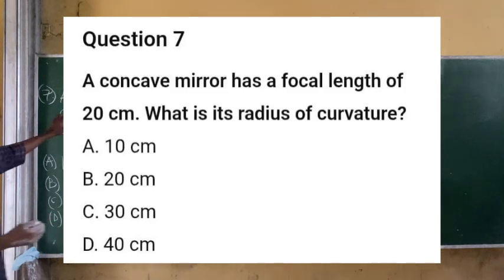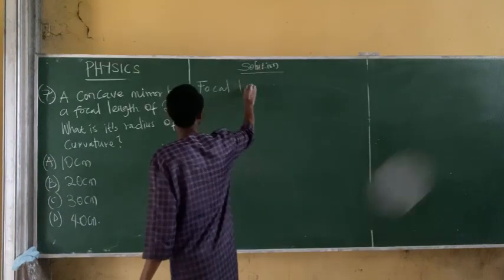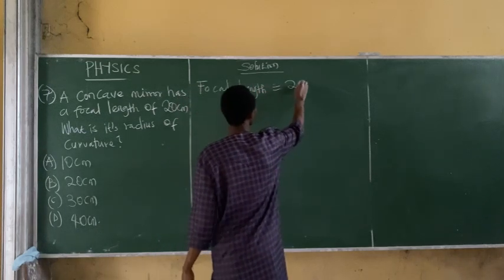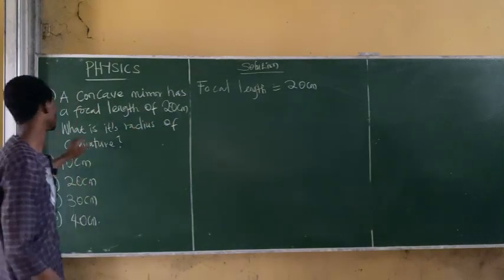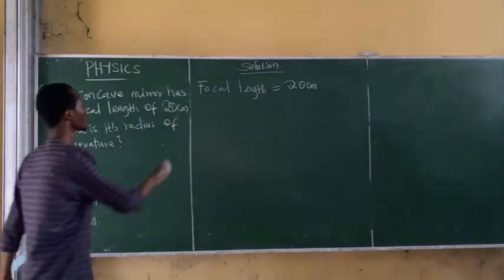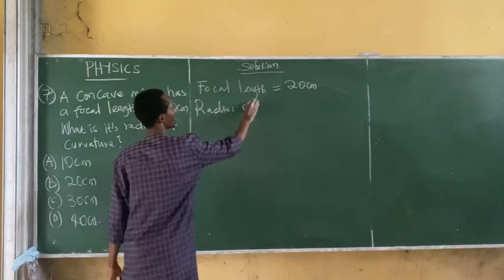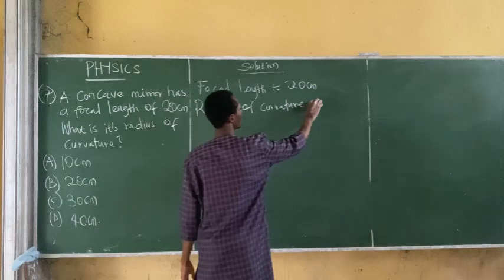In the question, we are given the focal length. So focal length is equal to 20 cm. It said, what is the radius of curvature? So radius of curvature is unknown.